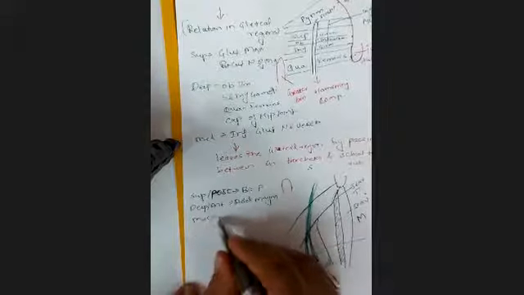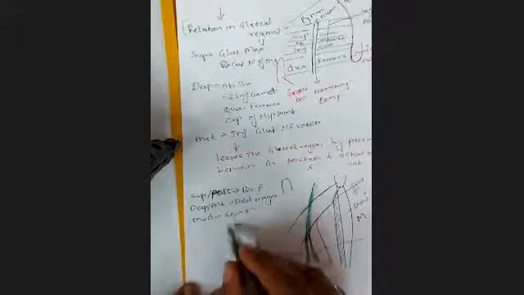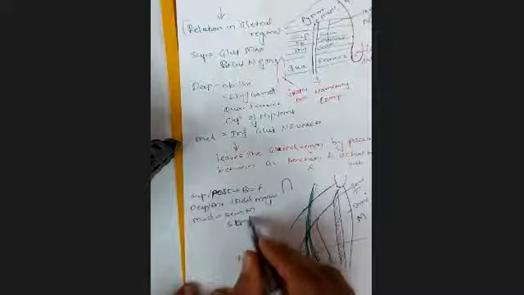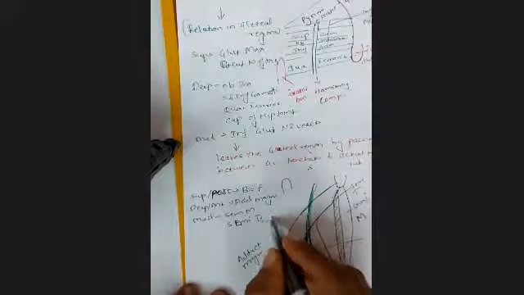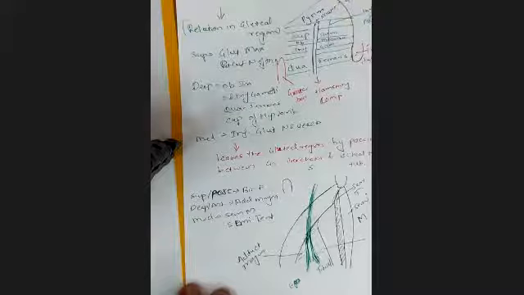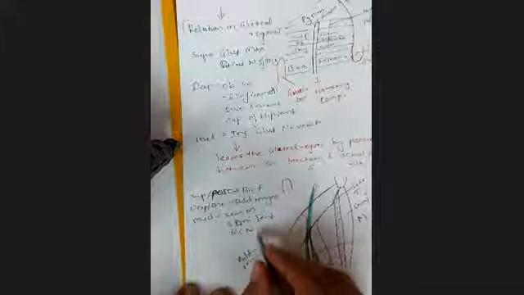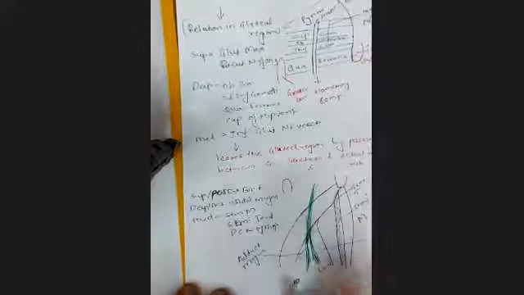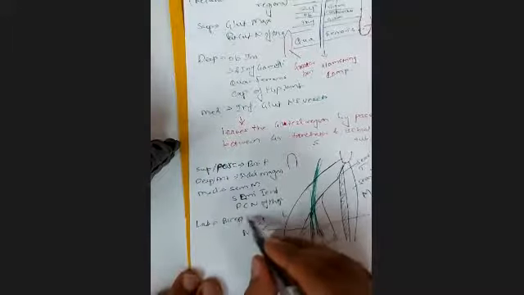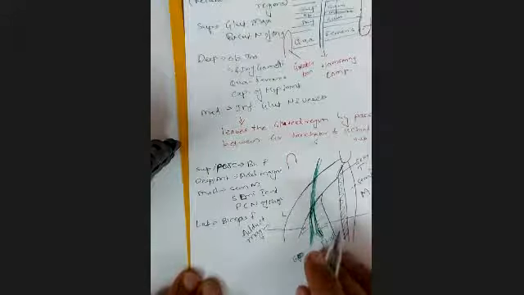Medial relation is semimembranosus and semitendinosus, and also the posterior cutaneous nerve of thigh. And the lateral relation is biceps femoris, because once biceps femoris crosses, it comes to lie on the lateral side. And here it now divides into its terminal branches.